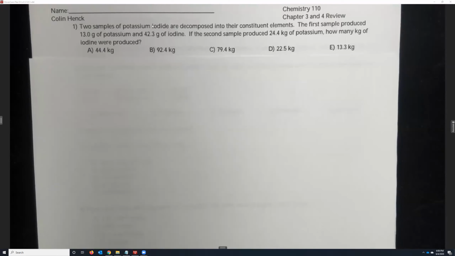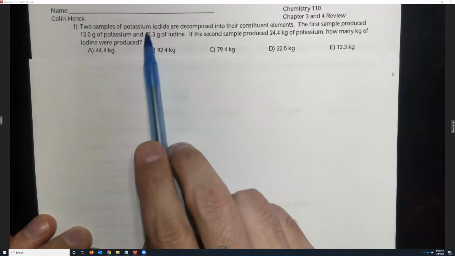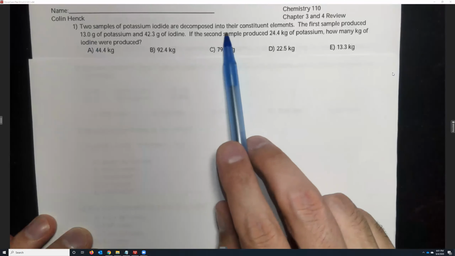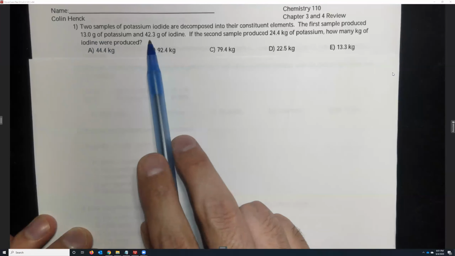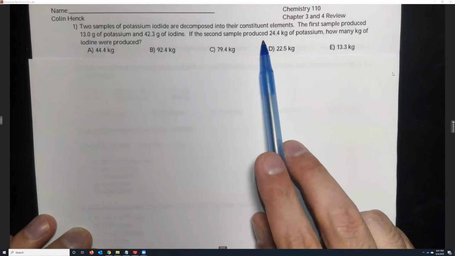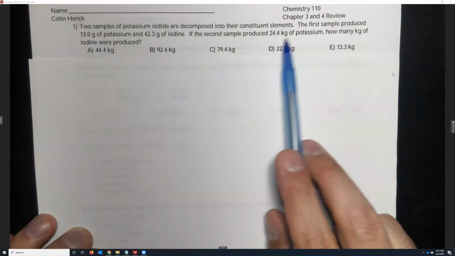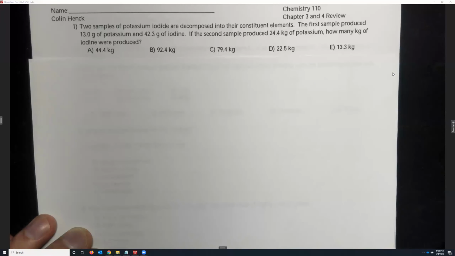Anyway, so let's look at these questions, and these will be similar to the exam questions. It says 2 samples of potassium iodide are decomposed into their constituent elements. The first sample produced 13 grams of potassium and 42.3 grams of iodine. If the second sample produced 24.4 kilograms of potassium, how many kilograms of iodine would it produce? So this is essentially a law of definite proportions question.